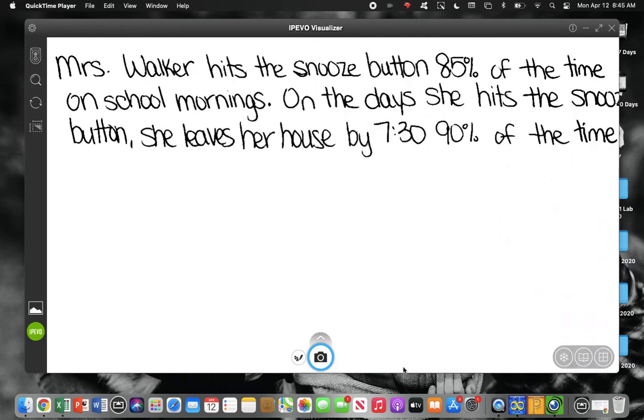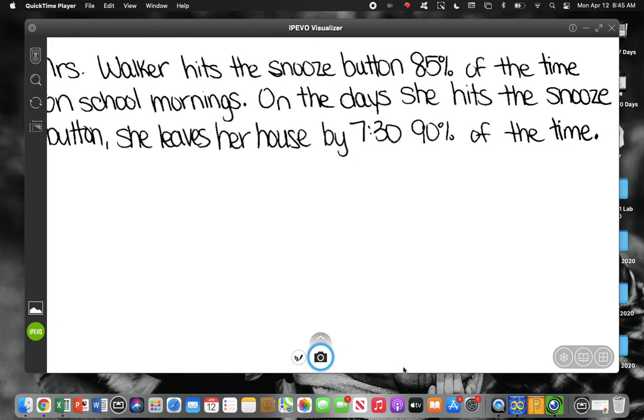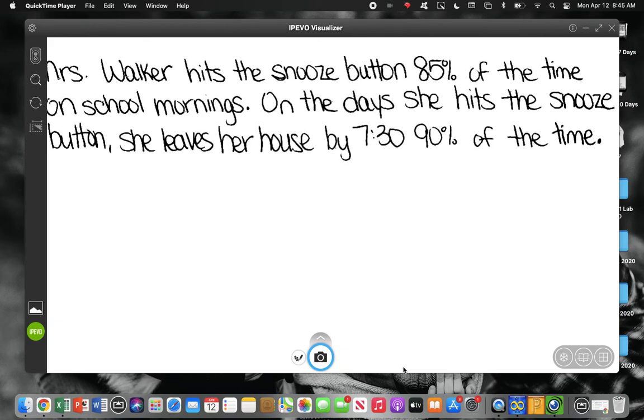All right, so the next sentence. On the days she hits the snooze button, she leaves her house by 7:30 90% of the time. 7:30 is kind of the goal for me, because if not, I get stuck behind a bus. And then I have to follow the bus for every single stop until I get to school.